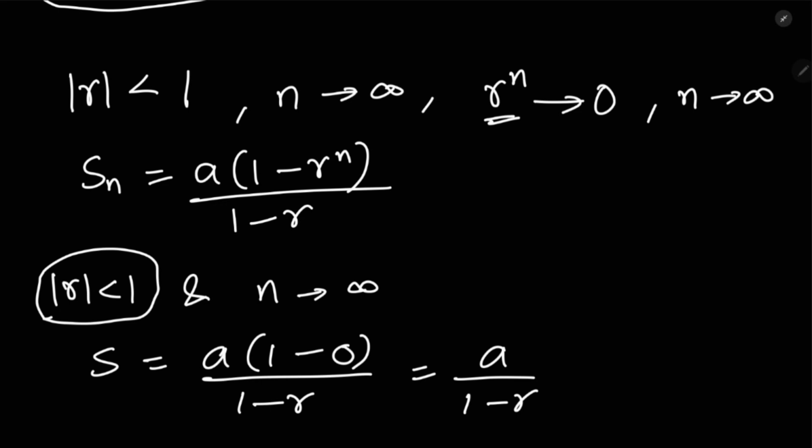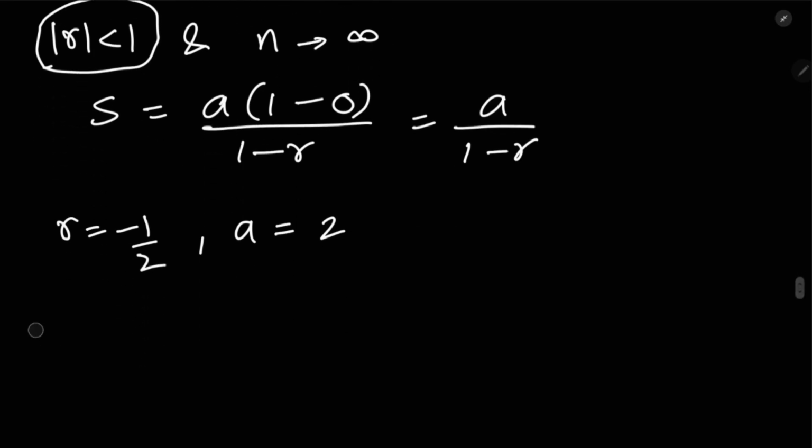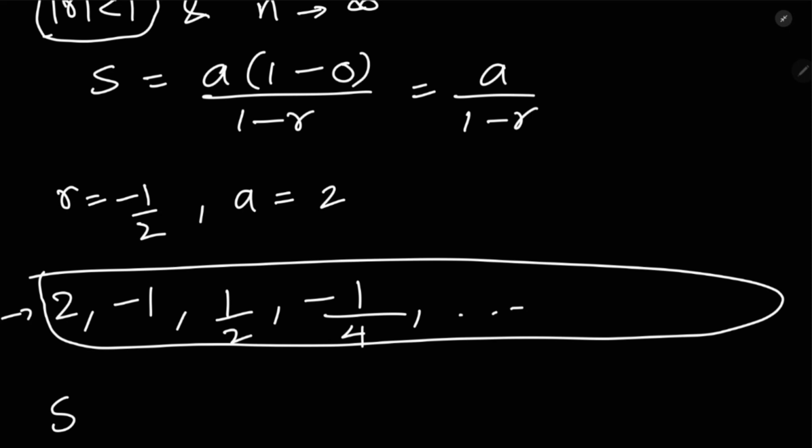Let me see one example here again. So let's have now a negative constant ratio. Let's say r is minus half and a is, let's say, 2. So the sequence will look like first term 2, 2 into minus half, that is minus 1, into minus half will be 1 by 2, into minus half will be minus 1 by 4, and so forth. So here if we add all these up, an infinite number of terms, and this goes on till infinity.